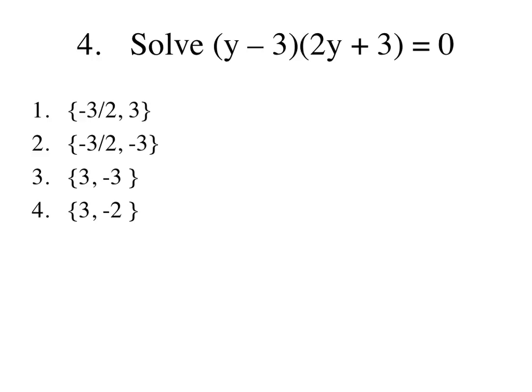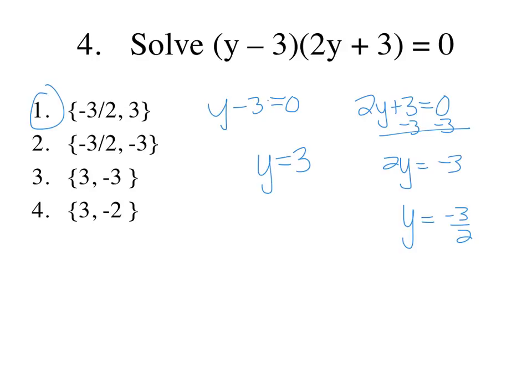Go ahead and try this last one on your own and press play when you're ready to check. And you should have ended up with option 1, that negative 3 halves and positive 3 are your two solutions when you set each of these factors to 0 and solve.